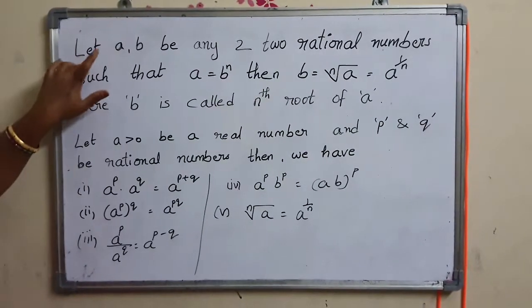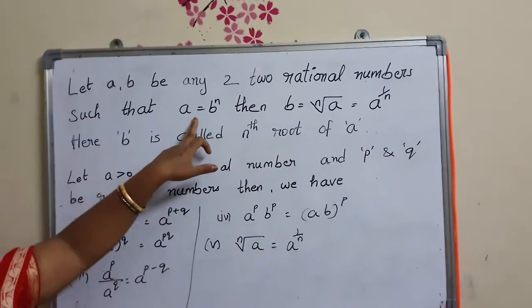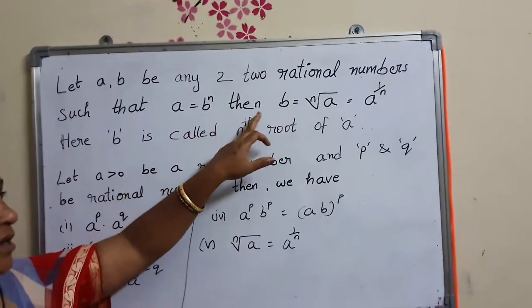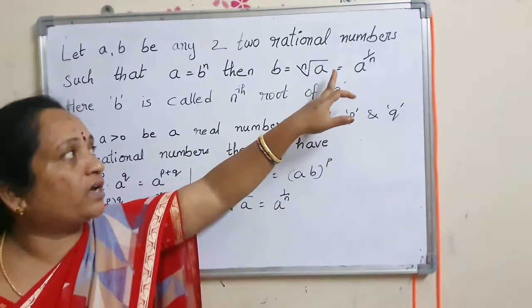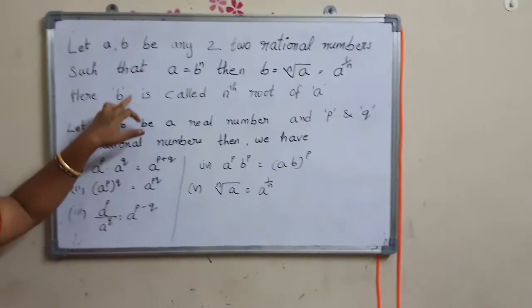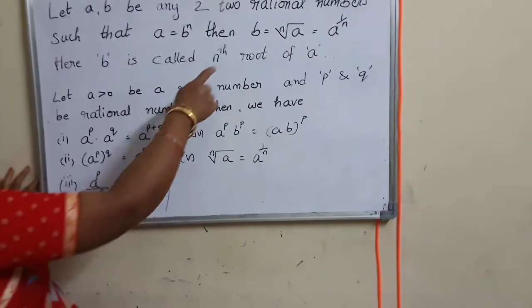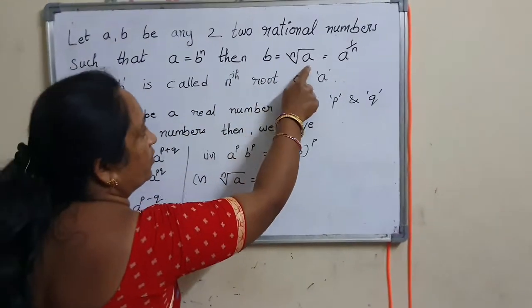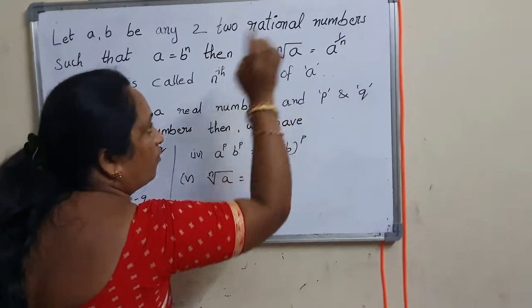Now let a, b be any two rational numbers such that a is equal to b power n, then b is equal to the nth root of a, and the nth root of a is written as a to the power 1 by n. Here b is called the nth root of a, and in rational numbers it is written as a to the power 1 by n.